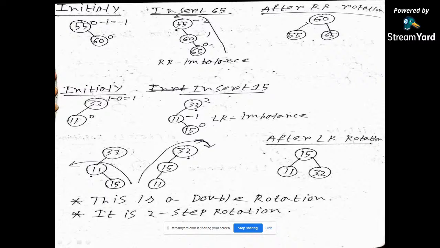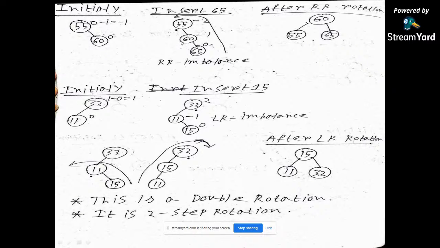Now we do some modification. Insert 65. Where does 65 go? 65 is greater than 55 as well as greater than 60. That means 65 is inserted on the right side of 60. Now we check what is the balance factor of every node. What is the balance factor for the 65? 0. What is the balance factor for the 60?